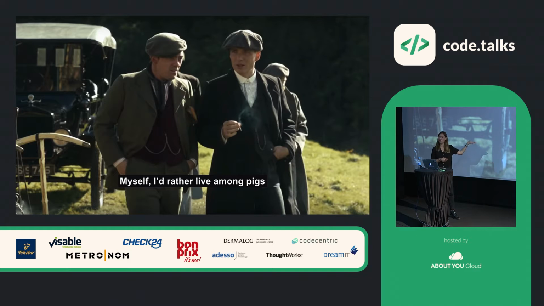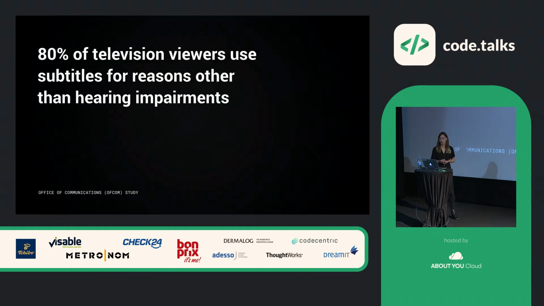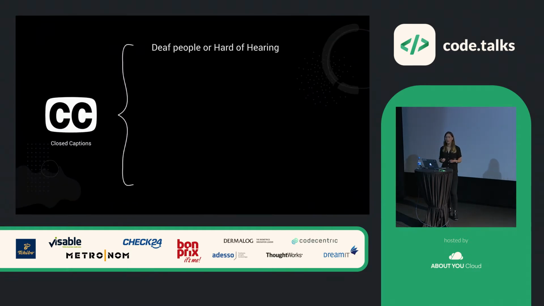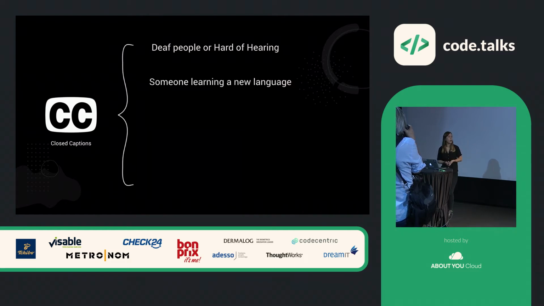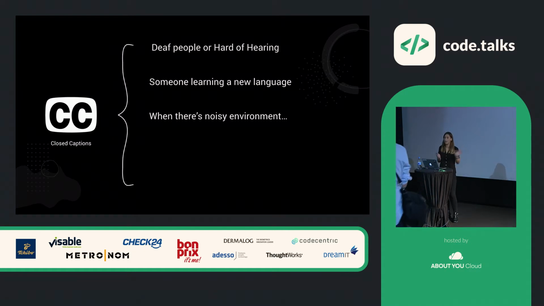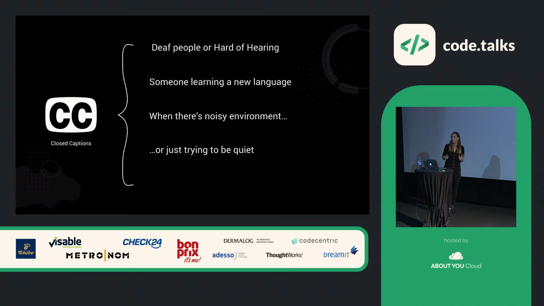So subtitles or closed captions is a great example of why accessibility can be improving the experiences of many, many people. This was originally created for people who are deaf or have hearing impairments, but instead it's also used by someone who is learning a new language or when the dialogue is very difficult to understand. Also, when there is a very noisy environment around you, you might turn on the subtitles as well, right? Or perhaps because you're trying just to be quiet and you don't want to annoy people all around you.